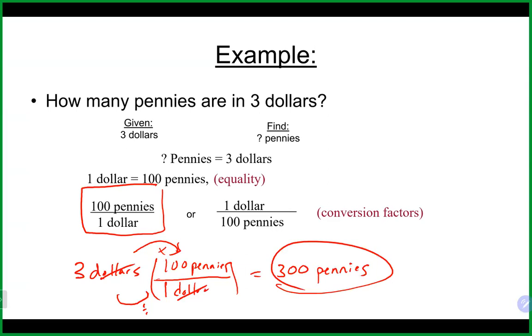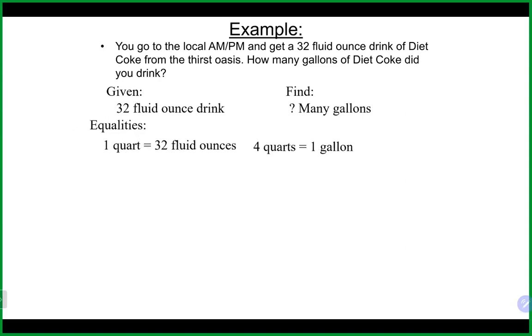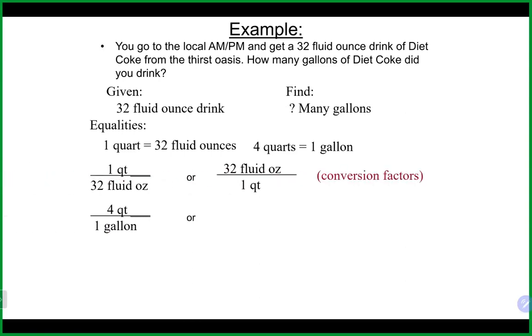Any questions on that straightforward one there? All right, so let's try one here. Why don't you try this one? You go to the local AM/PM, little thirst oasis. You get a 32 fluid ounce drink of Diet Coke. How many gallons did you drink? Here are some equalities, and again, here are some of the conversion factors that you could use. All right, so set up this problem using dimensional analysis.